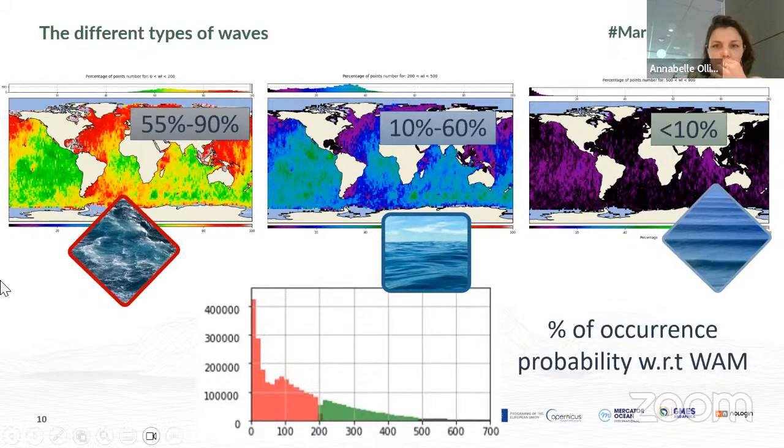the seas are not everywhere. The main occurrence in the oceans are mixed seas. You can see here the number of occurrences of mixed seas. Here it's more than 90% of the time it's mixed seas. You can also have some areas where they are wind seas, sorry. These are mixed seas and these are very large swells in purple. So depending on what you want to look at, you will see that the waves do not behave the same.